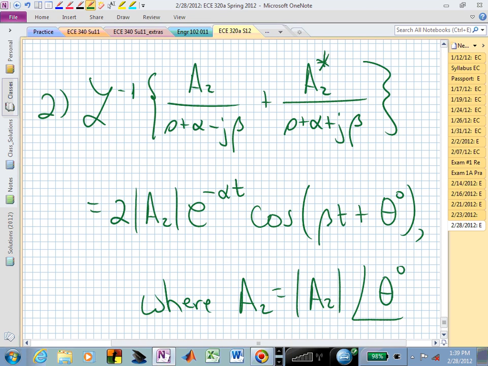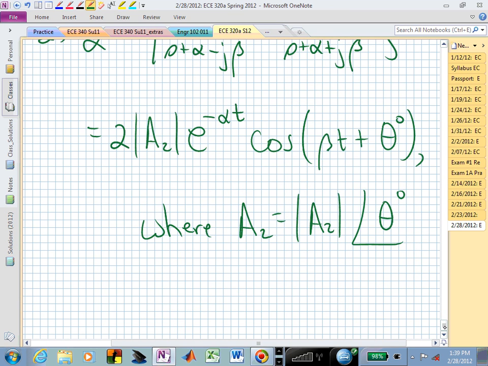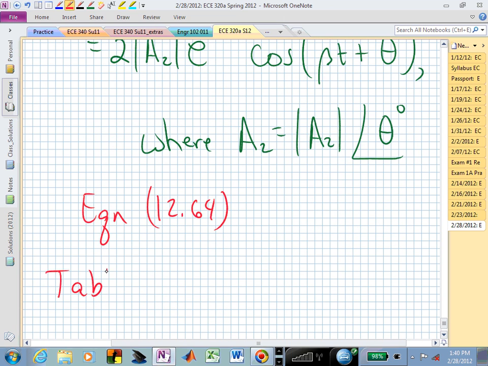Meaning, once you've found A sub 2, you can immediately write down the time domain expression. You don't have to go through all of those steps that we went through. That was to try to convince you that this formula is correct. You just have to find 2 times the magnitude of A sub 2 and then shift the argument of the cosine by the angle of A sub 2. And this should be in your textbook, equation 12.64. And some of these are in table 3 in chapter 12.